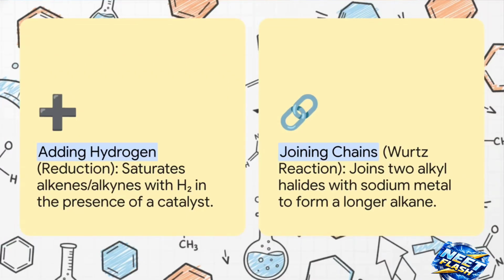So, when it comes to making these alkanes, chemists really have two main game plans. On one hand, you can take a molecule that's already got double or triple bonds, what we call unsaturated, and just add hydrogen to fill it all up. That's saturating it. Or you can go a different route, take smaller pieces and literally join them together to build a longer chain from scratch.